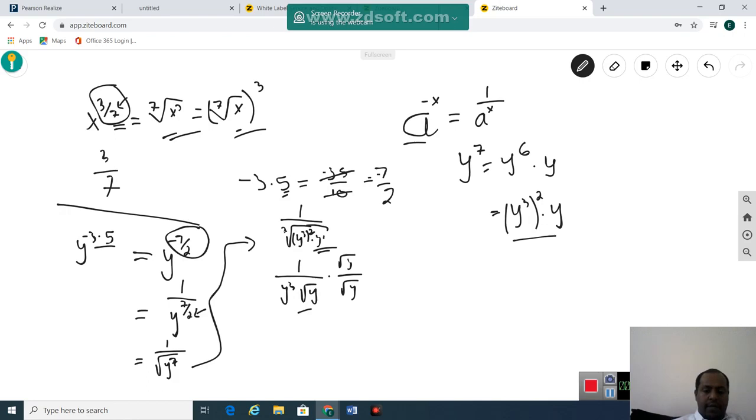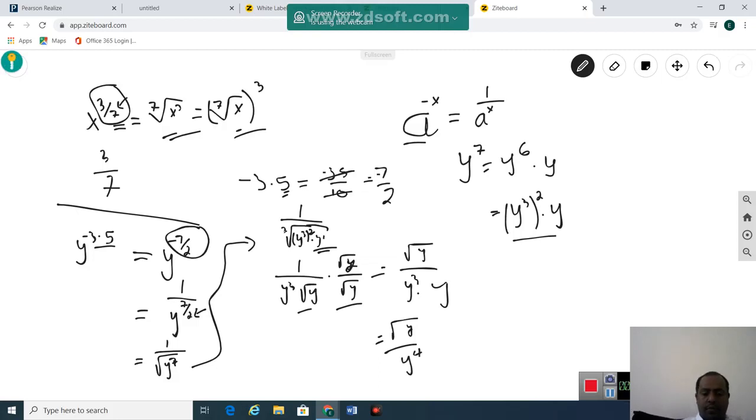Then what will I get? This will be the same as 1 times the square root of y, which is the square root of y, over the square root of y times the square root of y, which is y. Therefore I will get y to the power of 3 times y, and y to the power of 3 times y will be y to the power of 4. So my final answer will be the square root of y over y to the power of 4.